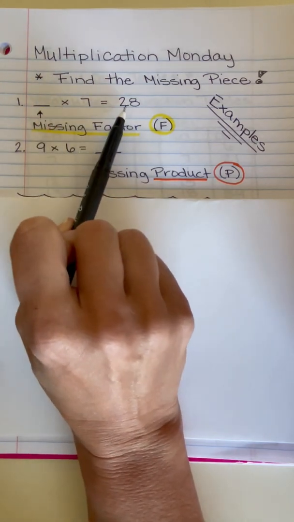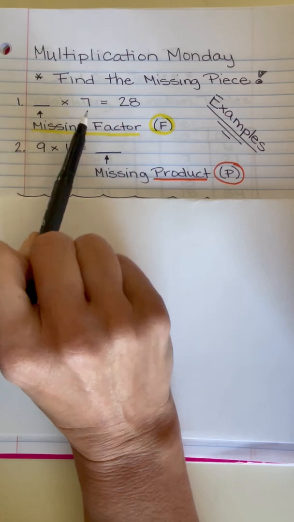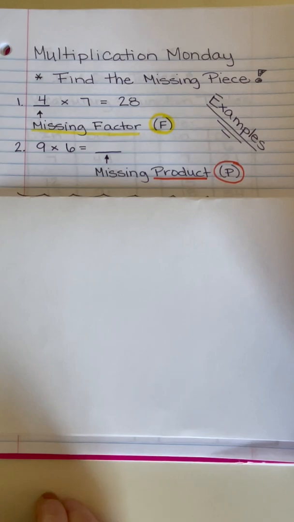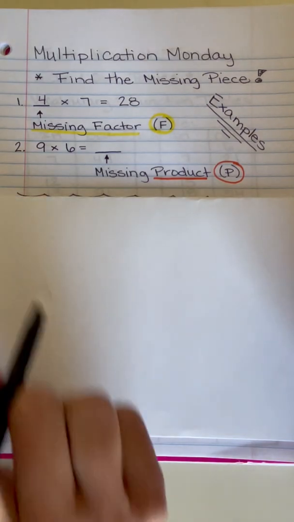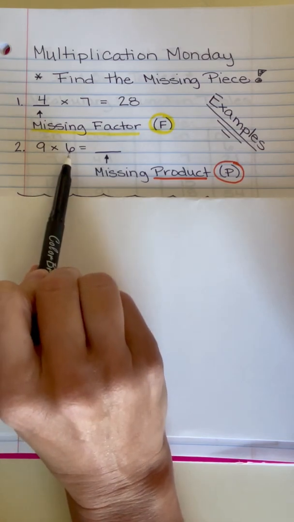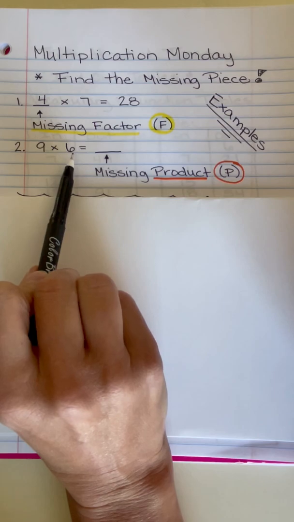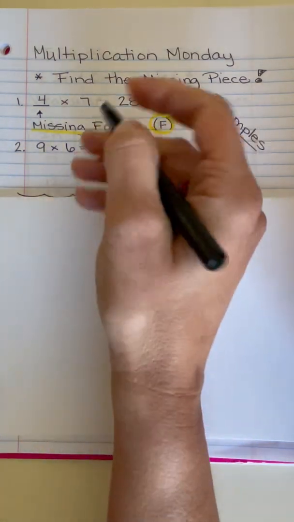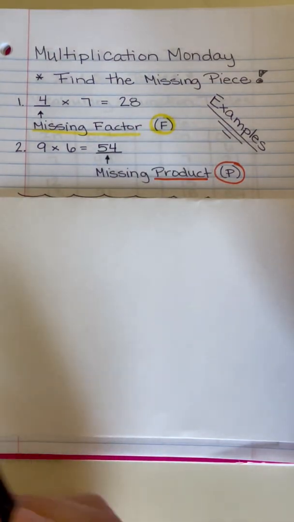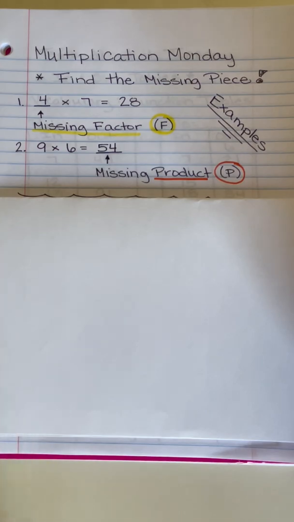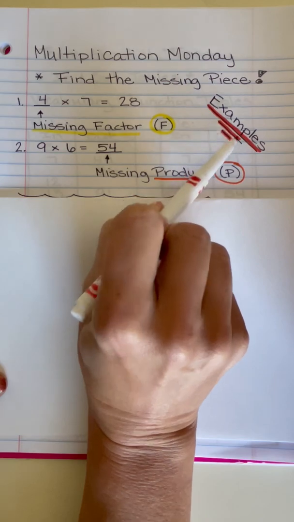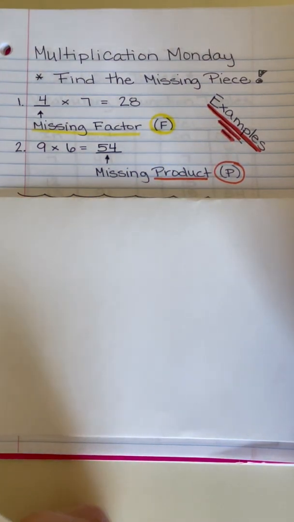So for example, let's solve this one. What times 7 equals 28? Well, I know that 4 times 7 is 28, so I'm going to label my 4. And then 9 times 6. So 9 times 6. I know 9 times 5 is 45. So 1 more 9 is going to make it 54. Okay, and that's basically how we're solving these. So these are your examples. So make sure that you have these copied down before moving on.